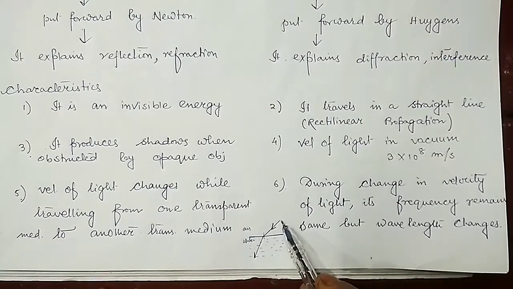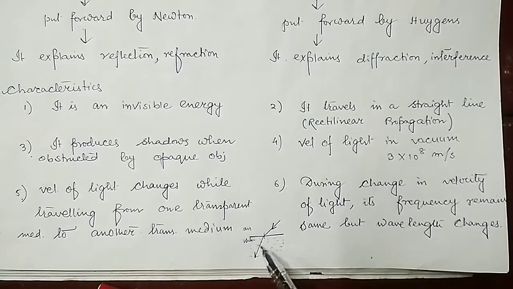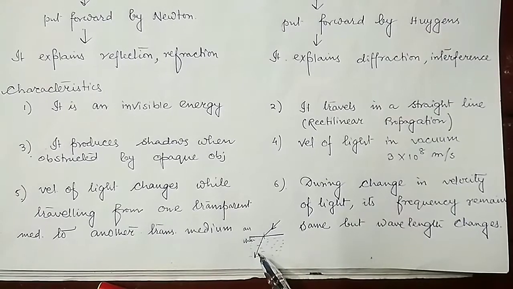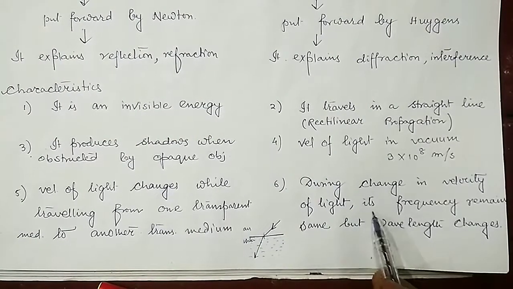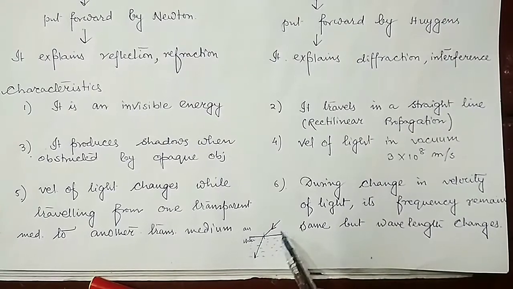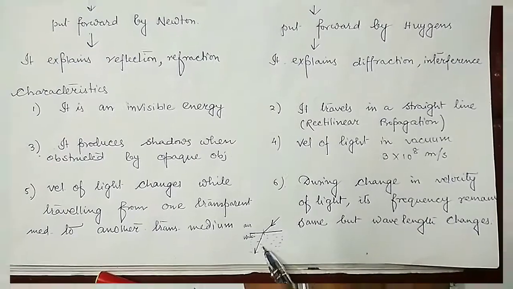And it is found that the frequency of light here and here will remain same, but the wavelength of light here and in water will not remain same. That's why we say its frequency remains same, but wavelength will change while going from one medium to another medium, because whenever it goes from one medium to another medium, its velocity will change.